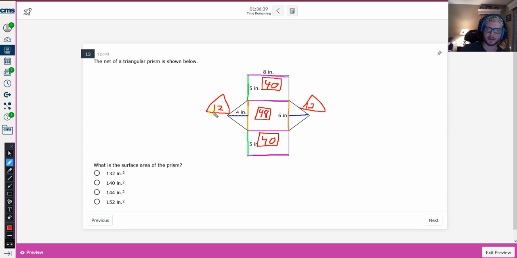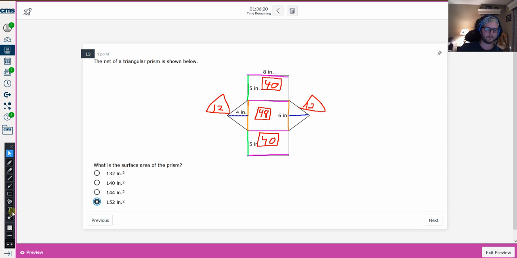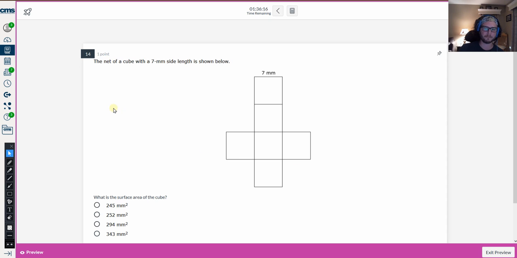The final step in this crazy puzzle is to add them all together. So we do 40 plus 48 plus 40 plus 12 plus 12. And that gives me an area of 152 square inches. And that's number 13, only 3 to go.